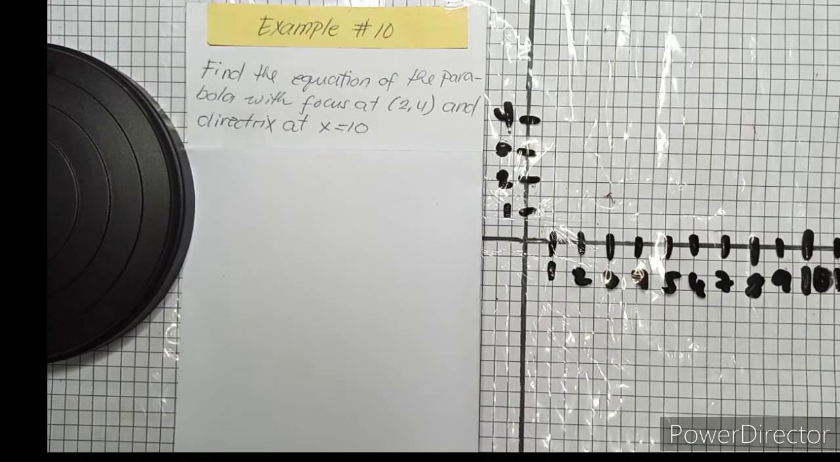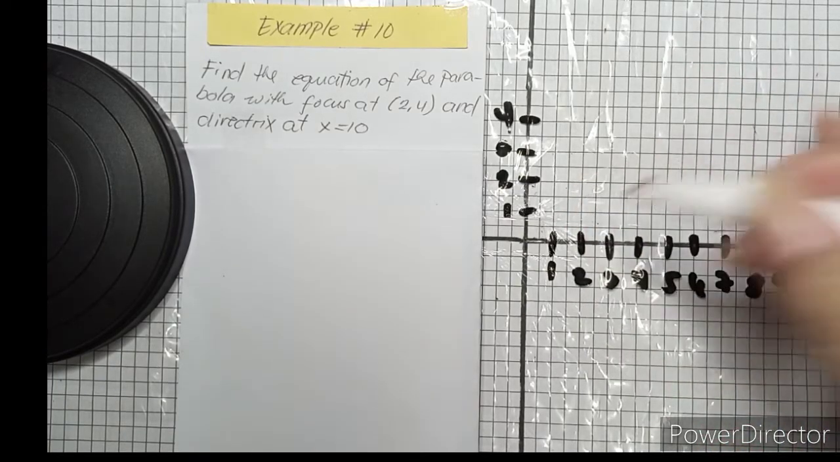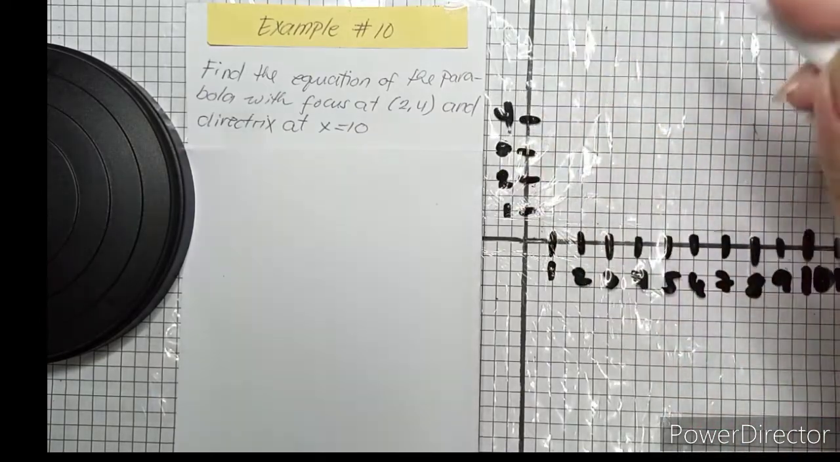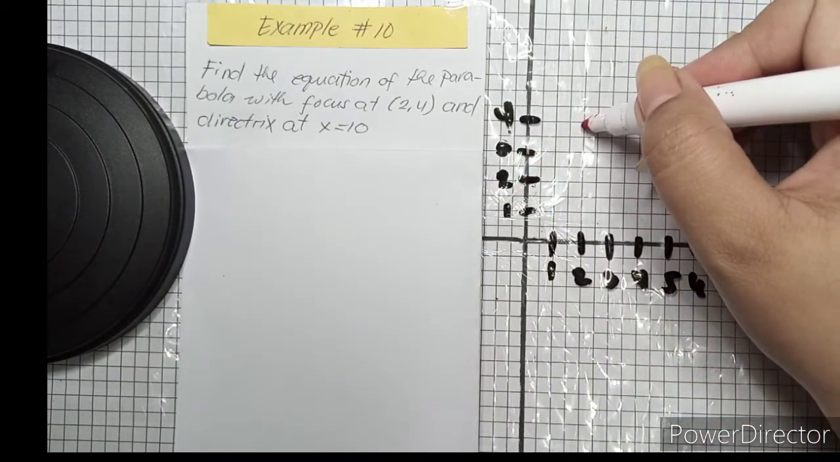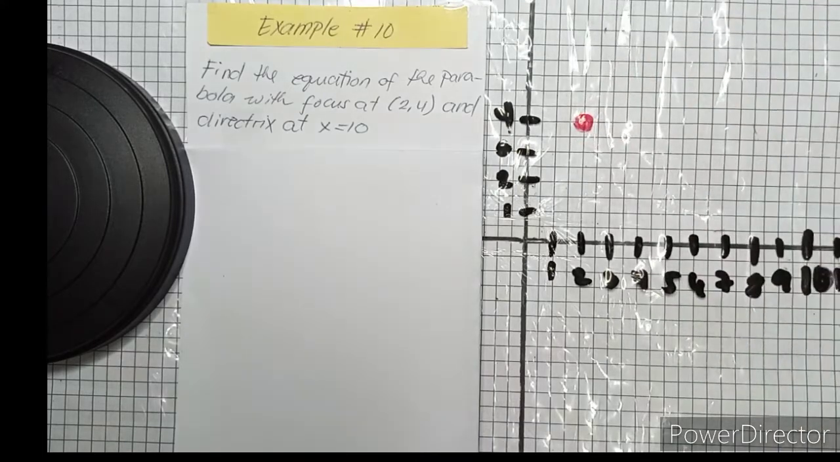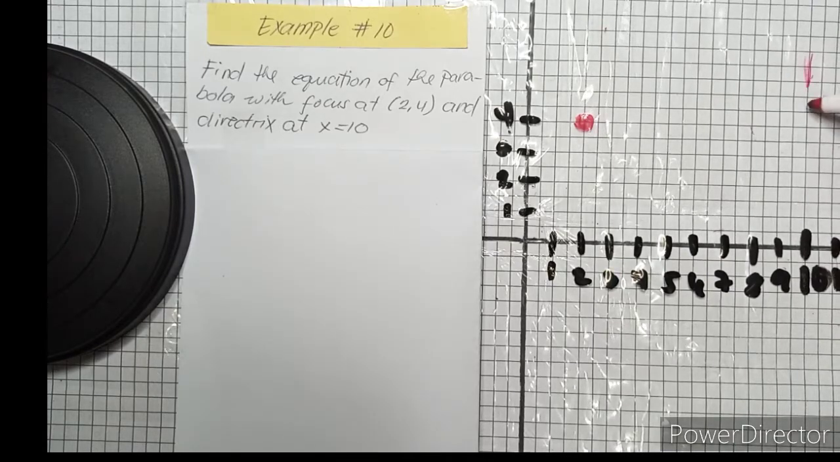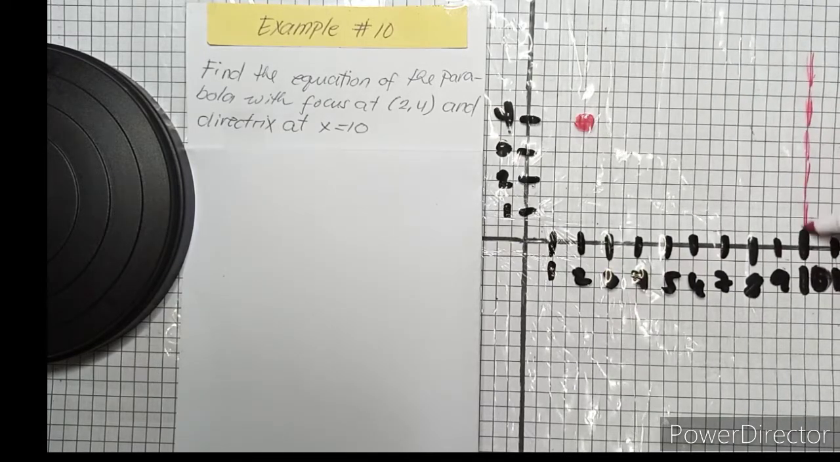So, we have example number 10. Find the equation of the parabola with focus at 2 and 4 and the directrix at x is equal to 10. Okay? So, first, we need to plot the given points, which is ang ating focus. So, ang focus po natin is 2 and positive 4. So, dito siya. And then, ang ating directrix daw ay nasa x is equal to 10. So, nandito ang ating directrix.